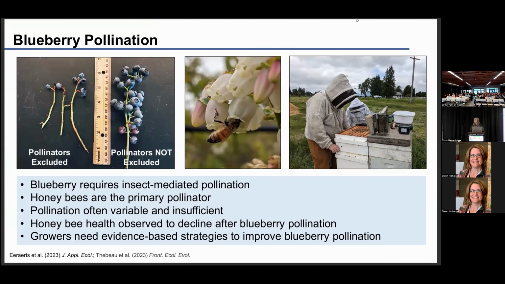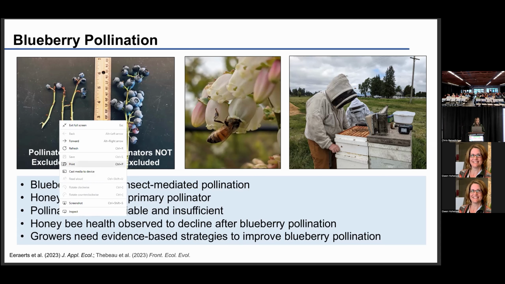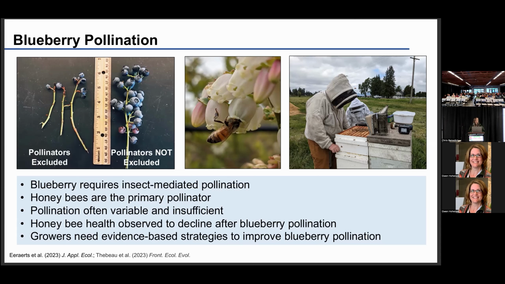So this is to talk about blueberry pollination. Let's set the stage and talk about blueberry pollination in general. Blueberry is a crop that does require insect-mediated pollination, meaning it requires an insect to move pollen around to then initiate fertilization and berry development. If you look at the top left here, you'll see if we exclude pollinators during the bloom period, we see reduced fruit set and reduced berry size. This is in Duke. We see this in other cultivars as well.